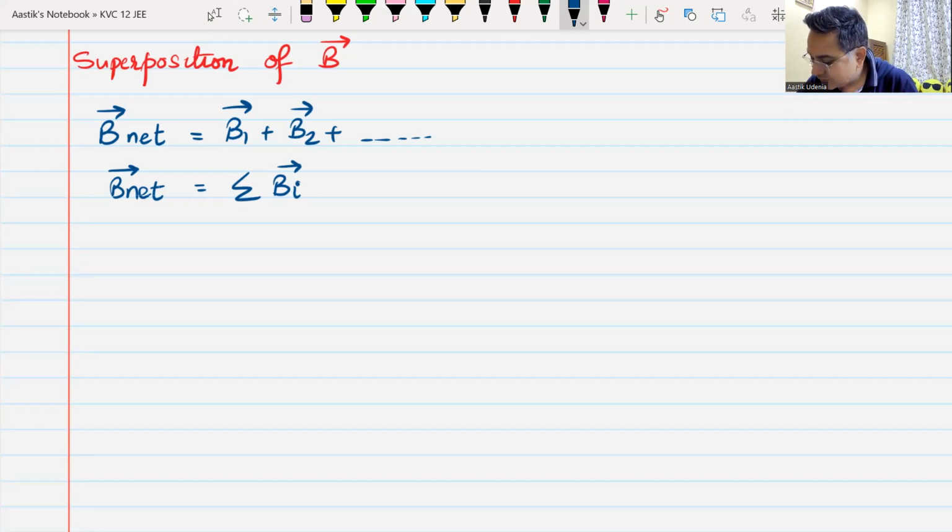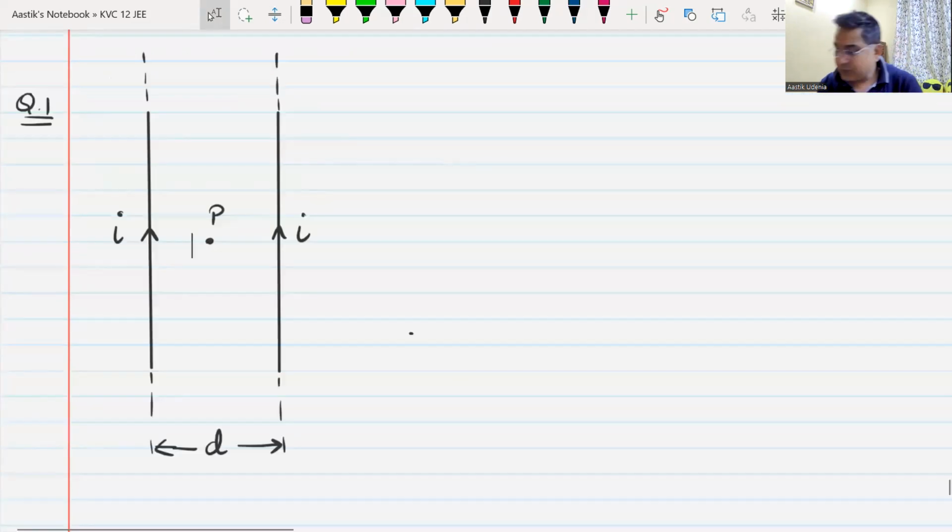Then we have this point. You have two infinite wires separated by a distance of d, and you have a point P which is exactly at the middle of these two wires. The question is very simple. What is the magnetic field at point P? I'll give you 2 minutes to give me the answer.